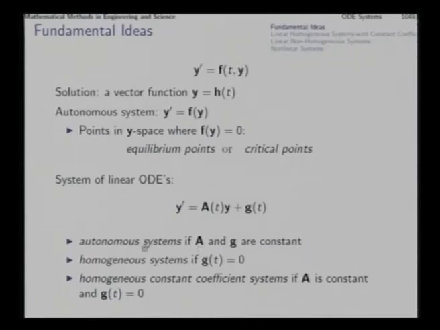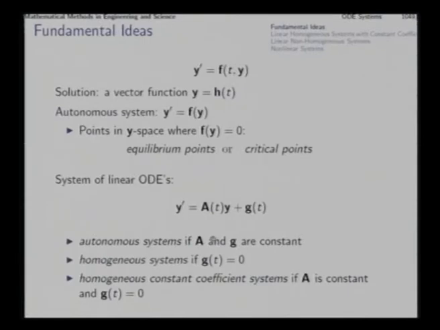Now, if we have both of these at the same time, that means, if the coefficient matrix is constant and this vector function is 0, then what we have? We have y prime equal to A y, in which A is constant. Then we will have a system of homogeneous constant coefficient differential equations. Now, we will study these situations one by one.